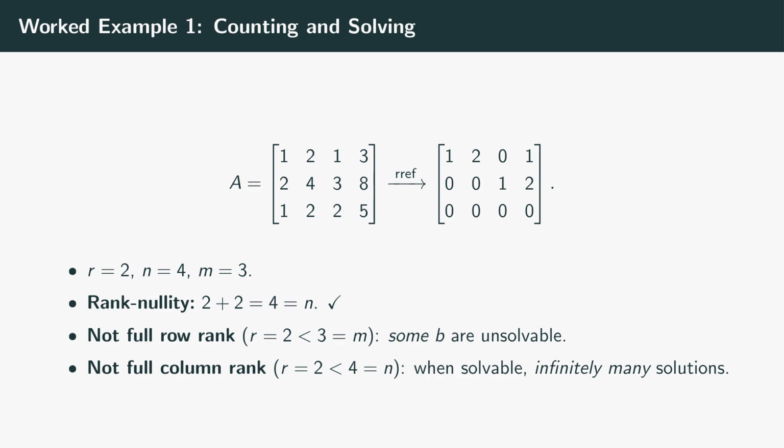Now the structural conclusions. The rank, 2, is less than m, which is 3, so the matrix does not have full row rank. Its column space does not fill R3, which means some right-hand sides b cannot be solved. The rank, 2, is also less than n, which is 4, so it does not have full column rank. Its null space is non-trivial, which means that whenever the system can be solved, it has infinitely many solutions. So for this matrix, existence sometimes fails and uniqueness never holds. All of that just from the rank.